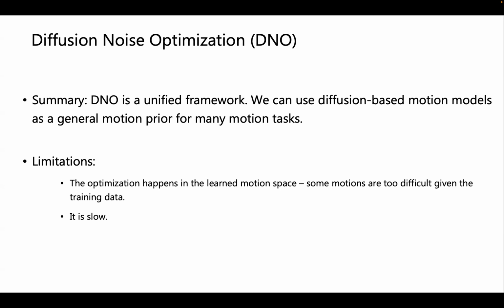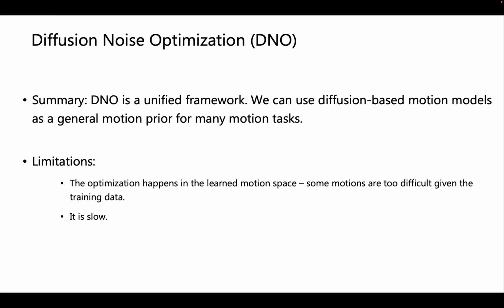But there are also limitations. For example, this optimization happens in the learned motion space, which means if you don't really see a certain type of motion, sometimes some motion is just too difficult to get given the limited training data. So it's not 100% work. It's still limited by the training data.